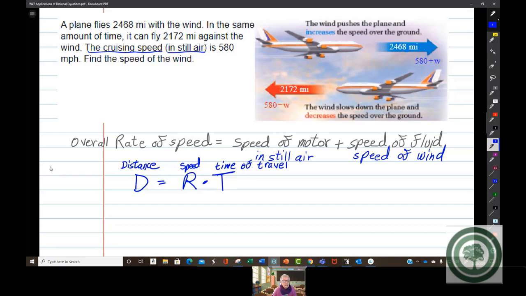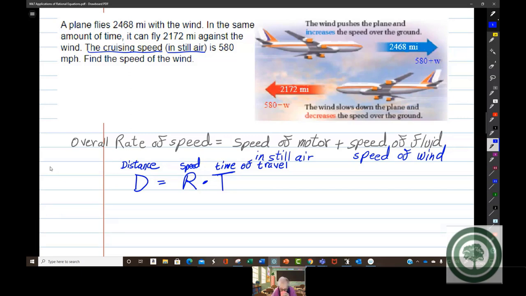A plane flies 2,468 miles with the wind, meaning with the wind at its back, giving it a push. In the same amount of time, it can fly 2,172 miles against the wind, with the wind causing the plane to slow down. Now, the cruising speed in still air is 580 miles per hour. Find the speed of the wind.